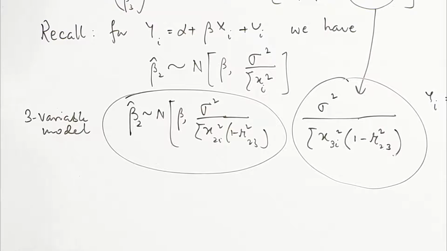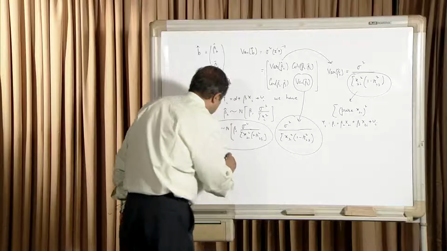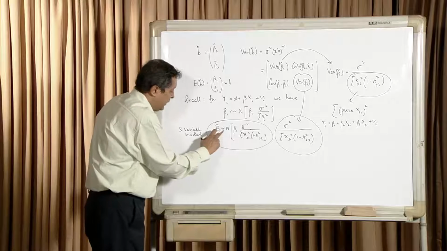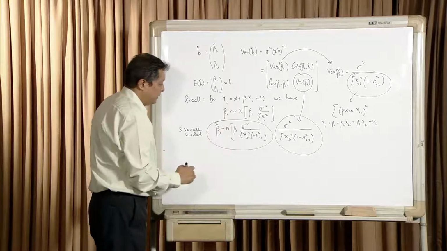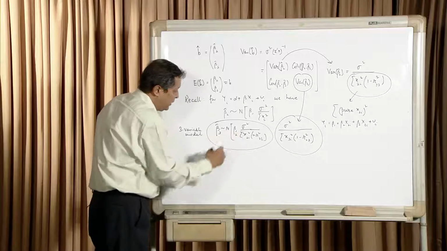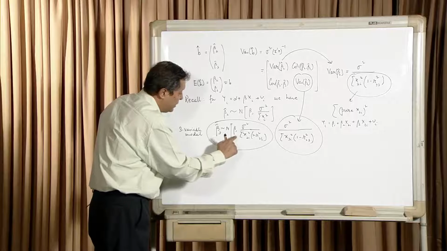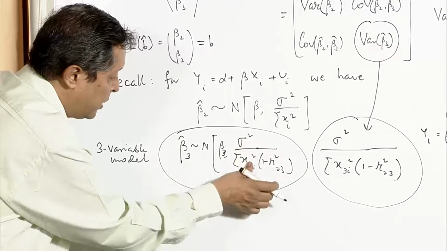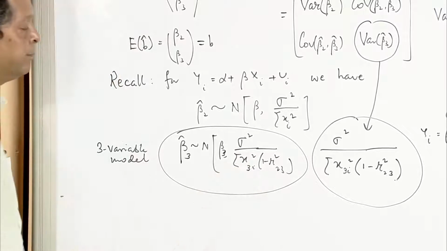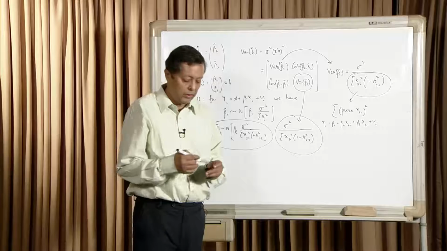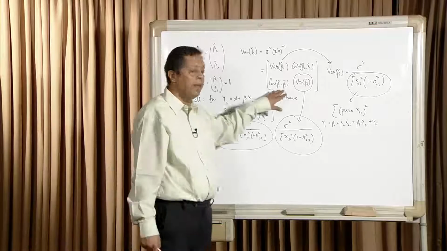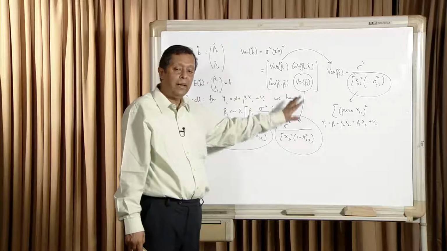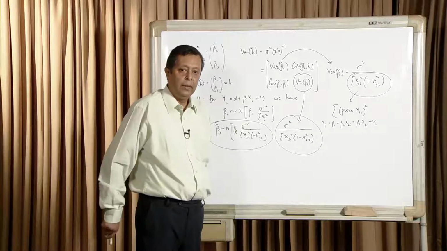Similarly, viewers, for beta 3 hat, if instead of 2 we write 3, what would we get? Beta 3 hat would follow a normal distribution. Instead of beta 2 hat we would write beta 3 hat, beta 3 here, and instead of x2i we would write x3i. So, that is the intuitive explanation of the variance. Covariances will come in an easier manner when we go to the matrix formulation, which is what we will now take up.